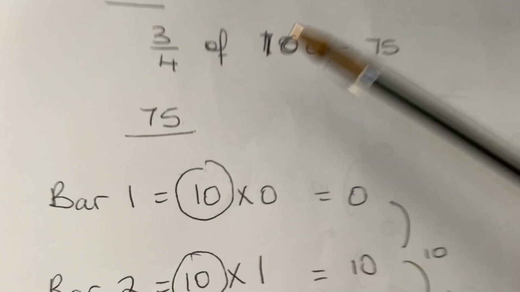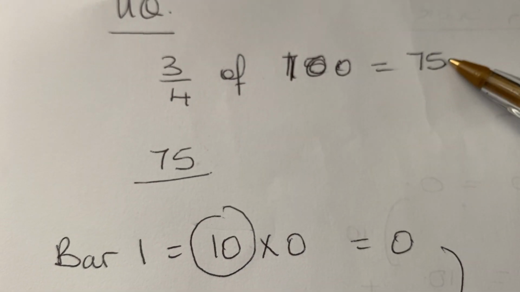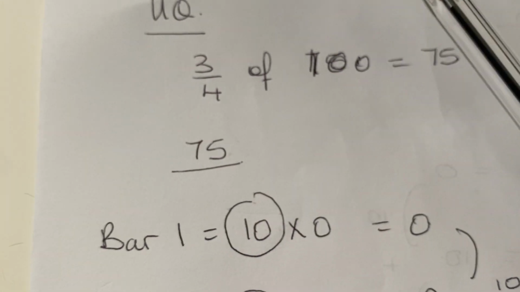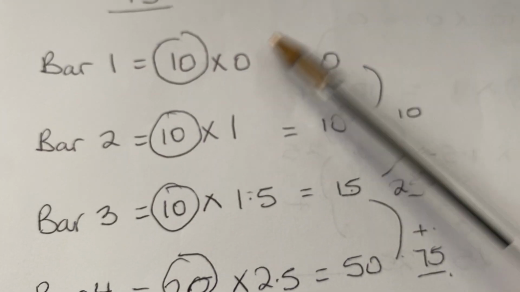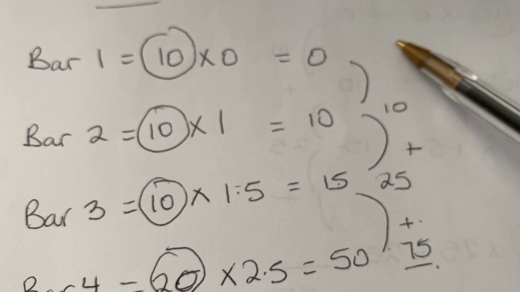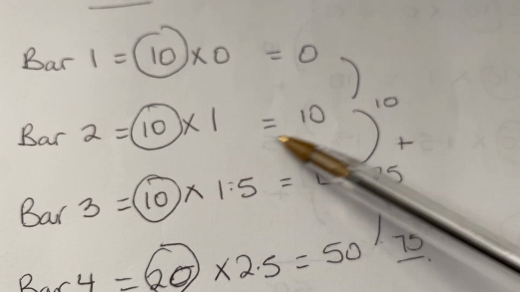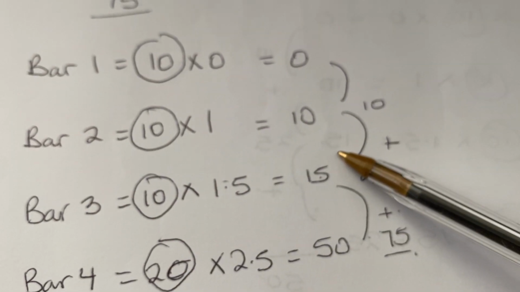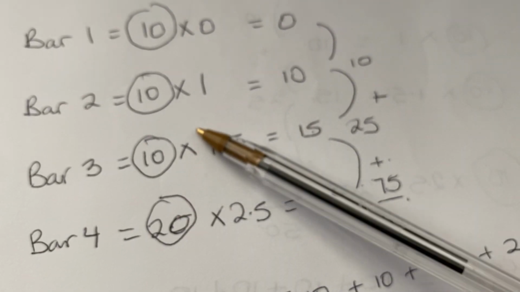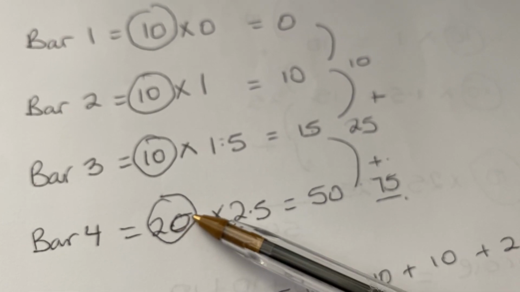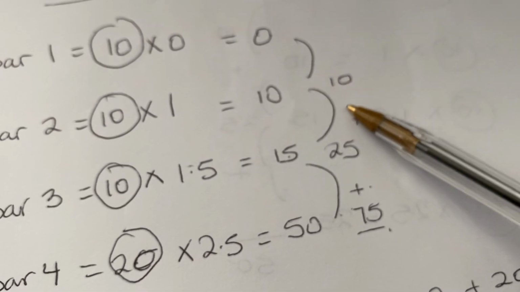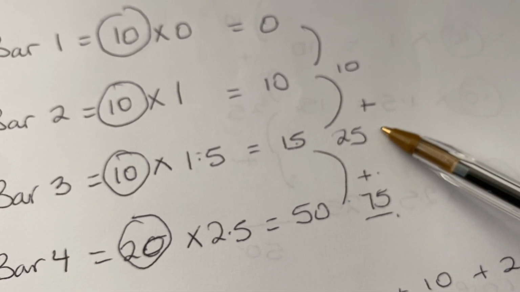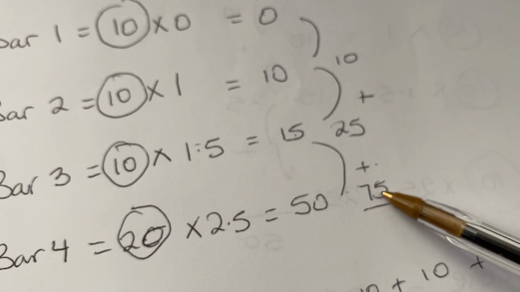We need to go on and find the upper quartile, which is 3/4 of 100, 75. So for 75, bar 1 again. We need to get to 75 and stop. Bar 1, we've done that for the median, 0. Bar 2, 10, bar 3, 15, bar 4. Now we don't use 10, we use 20. 20 times 2.5 is 50. So you have 0, 10, 25. Okay, add 50 is 75.